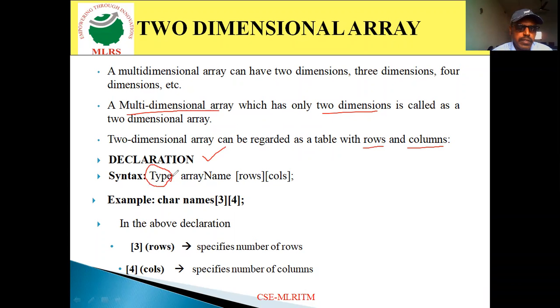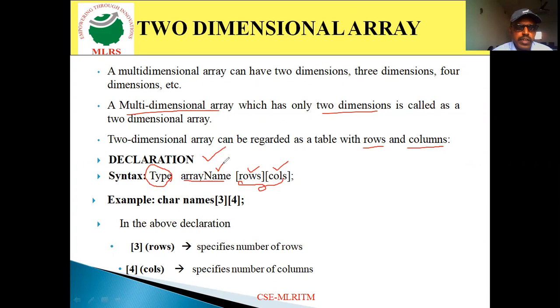Data type, and then the user-defined array name. Here we have to specify two subscripts: one for rows and one for columns. If we specify the rows value as 2 and the columns value as 2, that indicates 2 rows and 2 columns. Totally, I am going to store 4 values in the array.